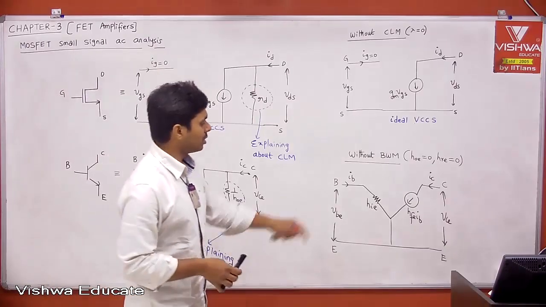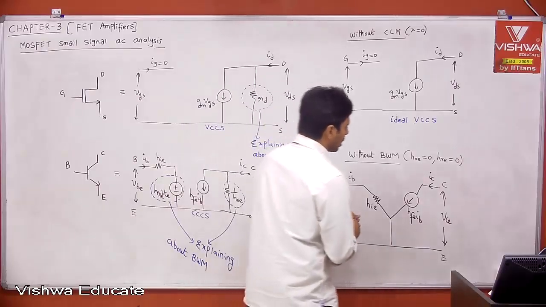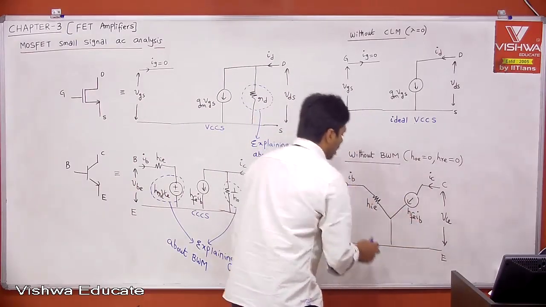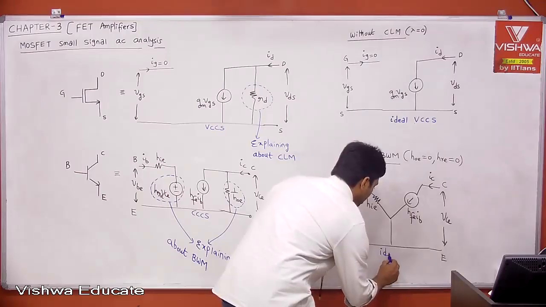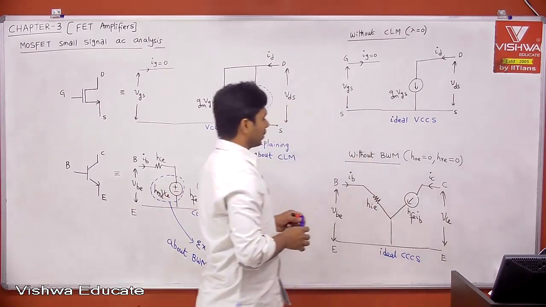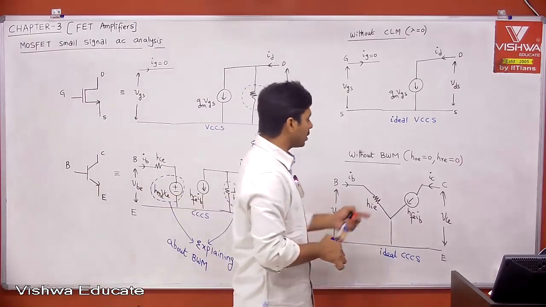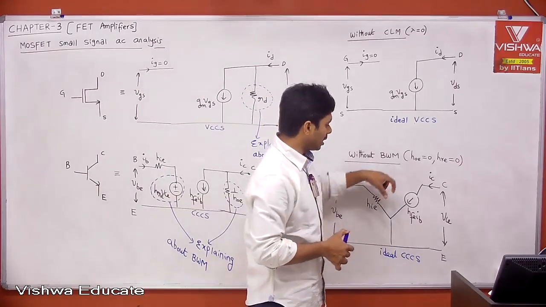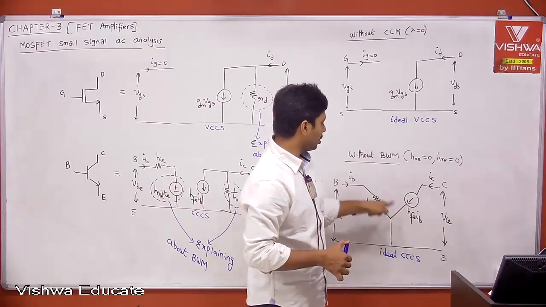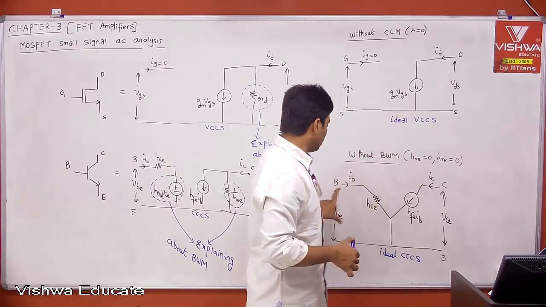Now, this is your simplified model, or what people call the ideal model, where the current flowing through collector to emitter is only a function of IB. Therefore, this is an ideal current-controlled current source. But the same thing is also modeled with the hybrid pi model. If you want to represent a voltage-controlled current source, then it is gm into VGS, here gm into VBE.